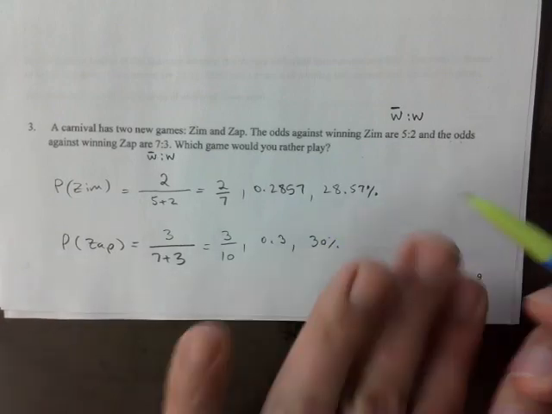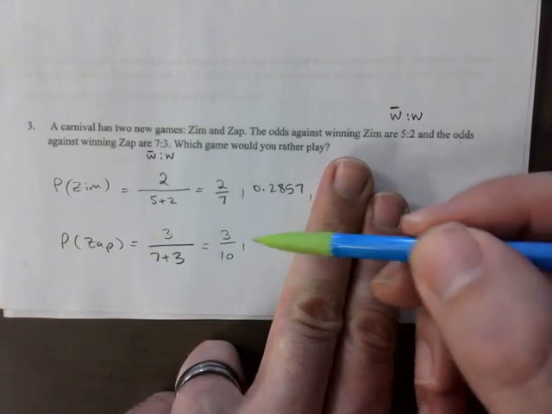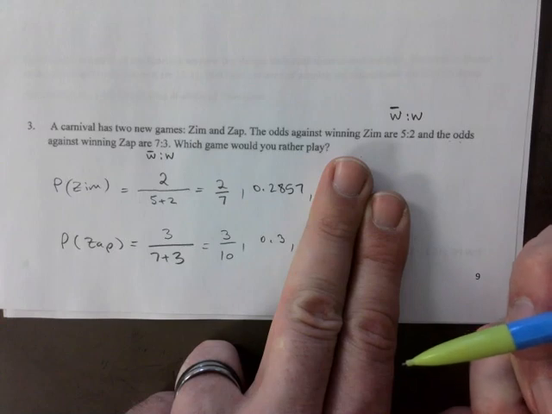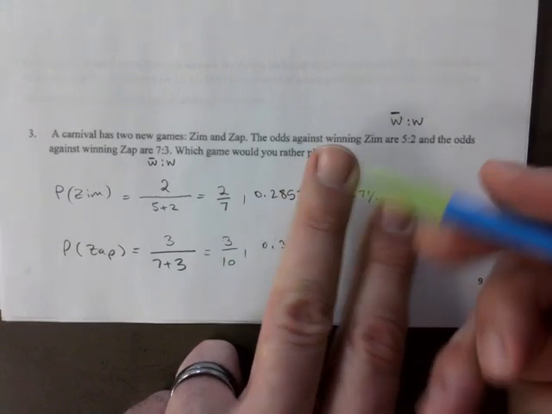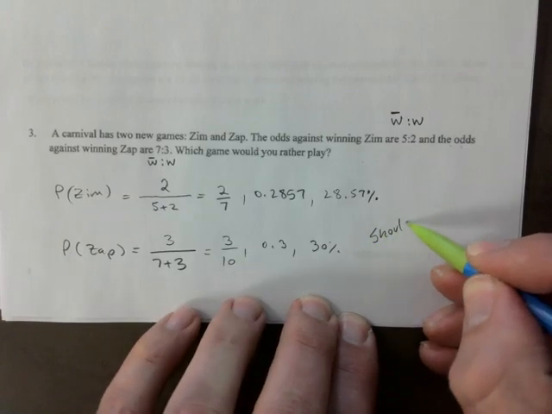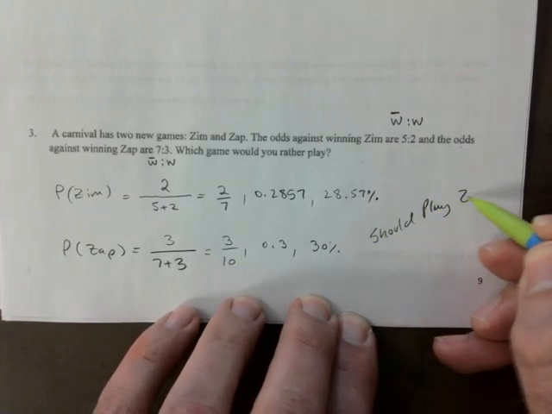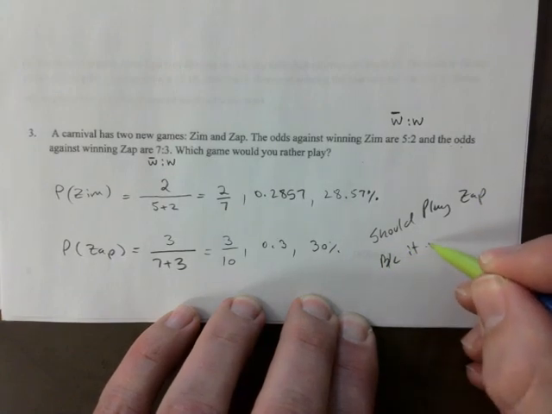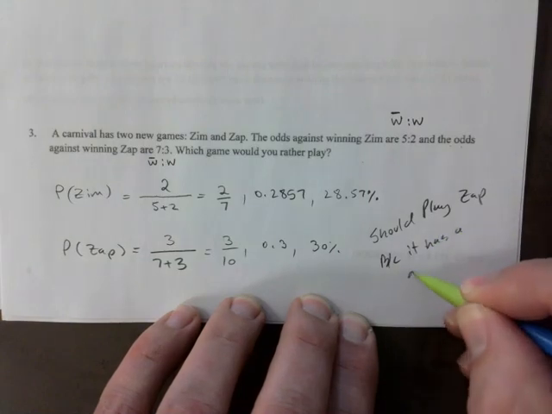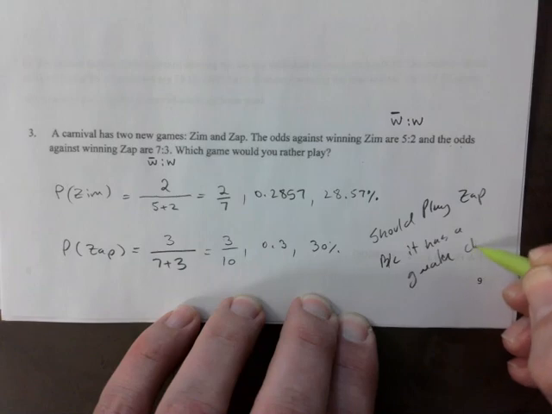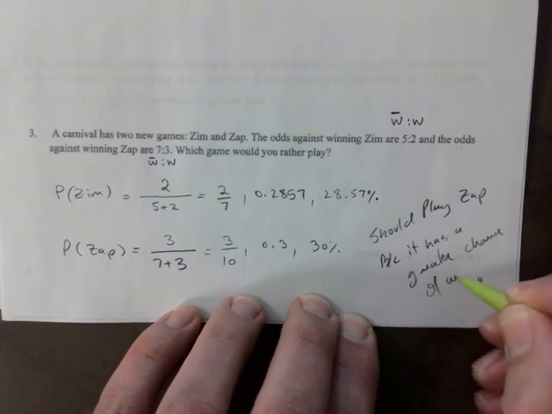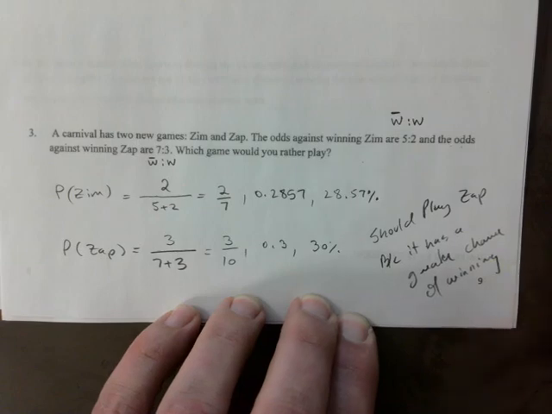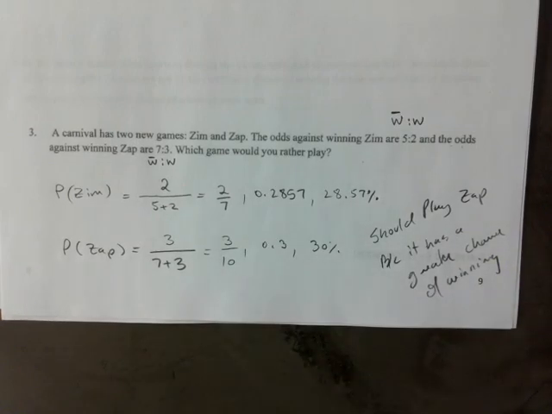Here you could have already been able to tell that Zap is more likely, you should be playing that one, right? Should play Zap because it has a greater chance of winning. You have a greater chance of winning, I guess. So that's how you do that.